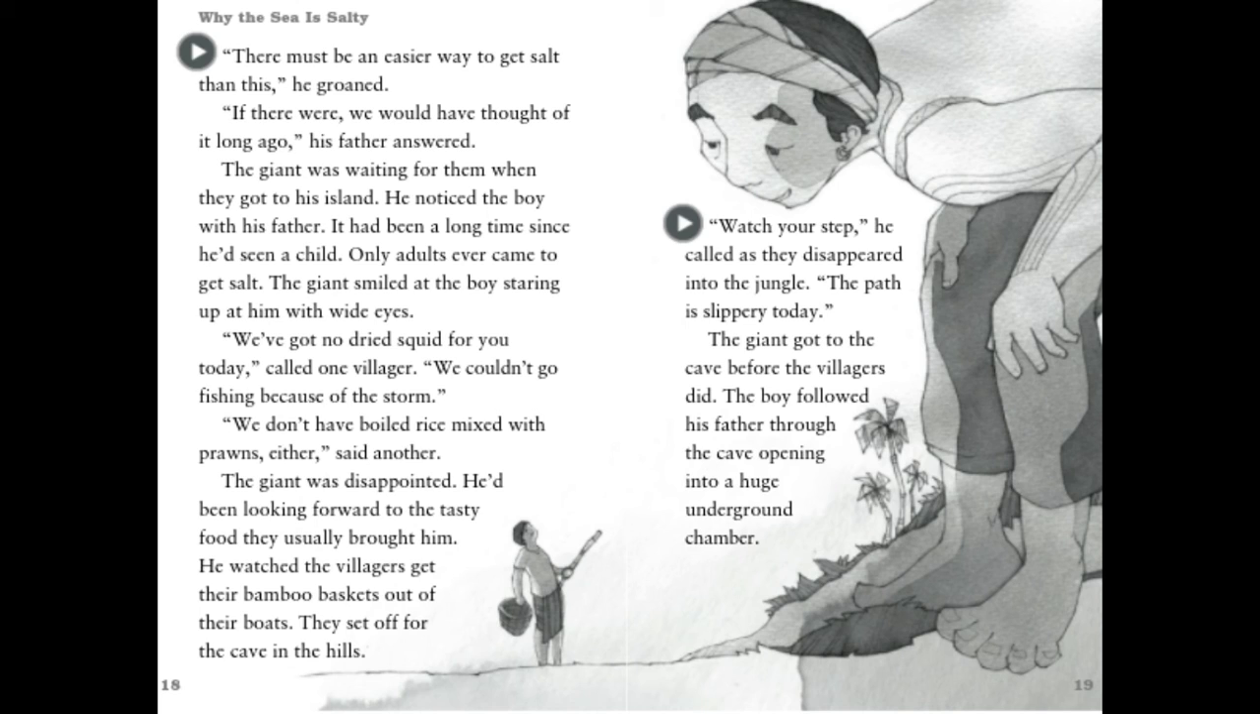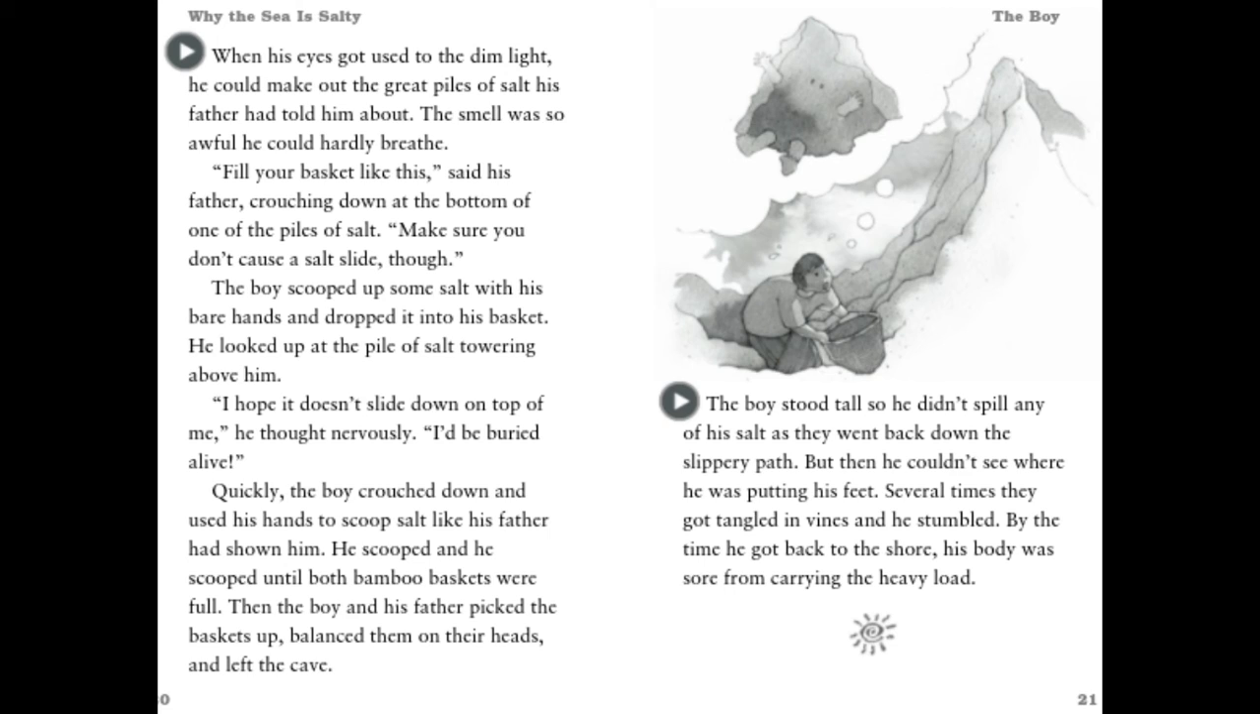The giant got to the cave before the villagers did. The boy followed his father, though, through the cave opening and into a huge underground chamber. What is an underground chamber? That's a new word. When his eyes got used to the dim light, he could make out the great piles of salt his father had told him about. The smell was so awful he could hardly breathe. Fill your basket like this, he said. His father was crouching down at the bottom of one of the piles of salt. Make sure you don't cause a salt slide, though.